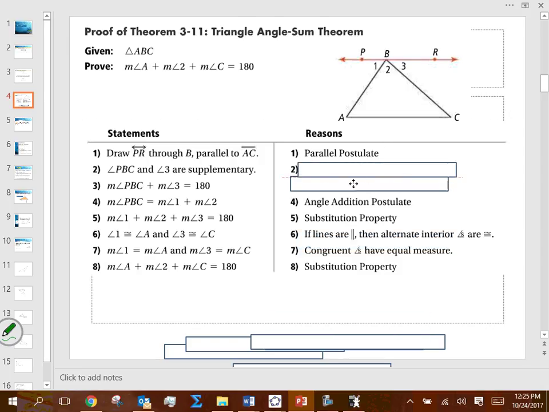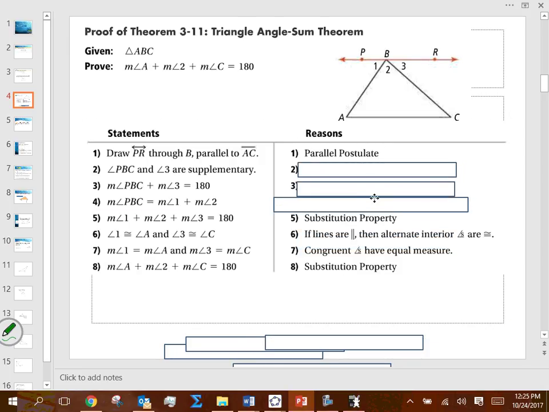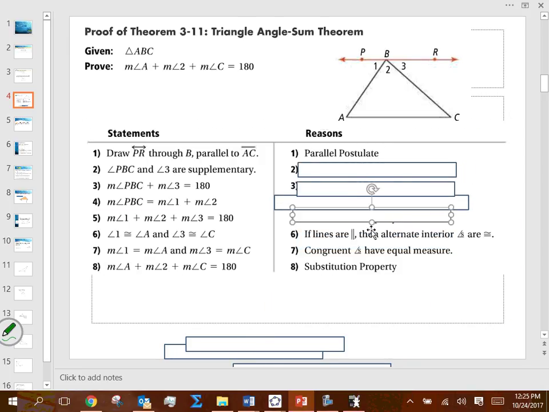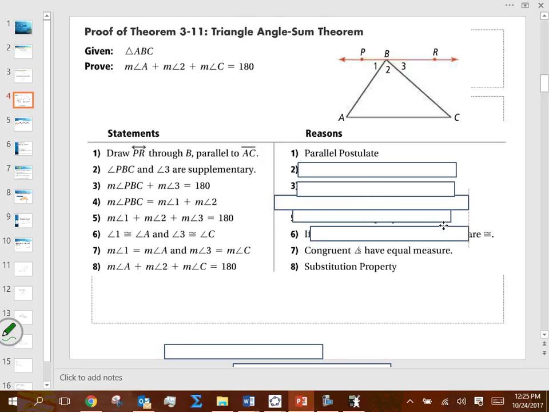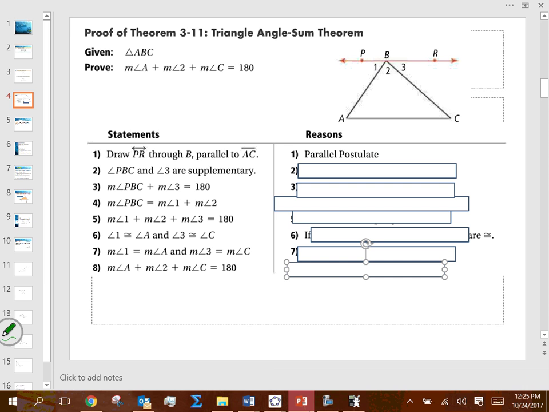I didn't reset this from last class. So when we do this proof, I'll give you a couple seconds here, a couple minutes, I guess, to kind of start writing down the given in the picture.